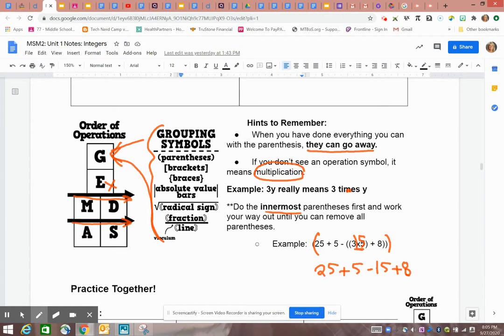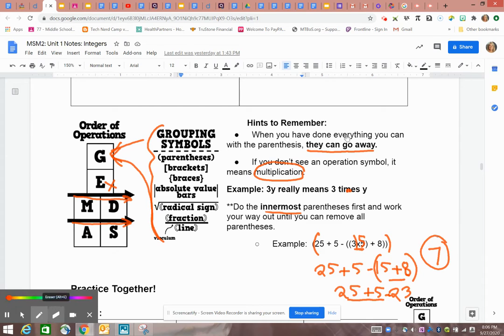So the 15 plus 8 here is still wrapped in parentheses, so we want to do that next, which is 15 plus 8. So here I would get 23. So I've got 25 plus 5 minus 23. So here we go left to right, 30 minus 23, which gives me a nice whole 7. So starting with parentheses, sometimes you have to go to the parenthesis within the parenthesis.